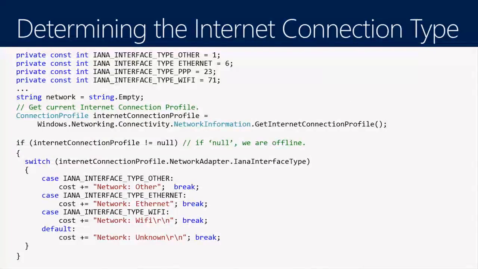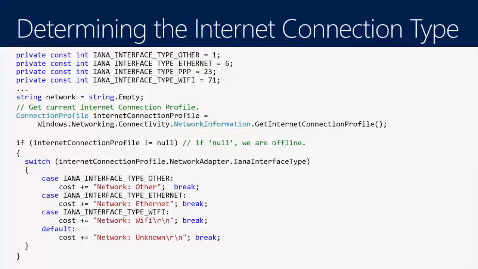So you do that by calling Windows.Networking.Connectivity.NetworkInformation.GetInternetConnectionProfile, which will give you back some kind of an object. If it's null, you're completely offline. But if we are connected to the internet, you will get an object back, and you can look at this IANA interface type.